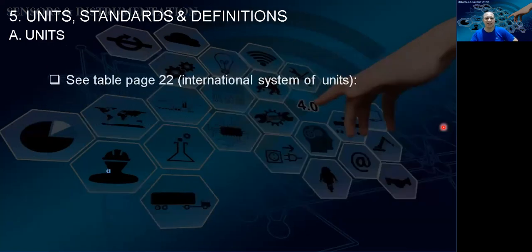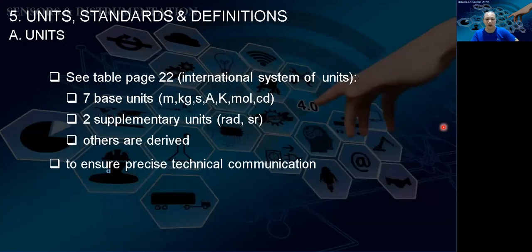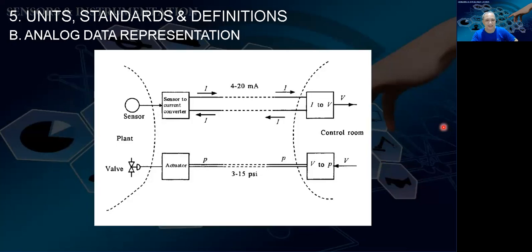Okay, 5 units. I'm not going to talk long. 7 base units: mass, meter, kilograms, seconds, ampere, Kelvin, mole, and what else? Radians, steradian, and all that. Others are derived from those. This is just because, as engineers, we must write down the units in every calculation. When you write 7, 7 what? Is it kilometer, centimeters or millimeters? Yeah, you must write that down.